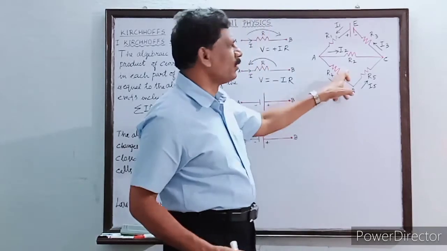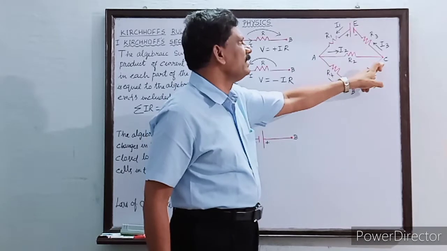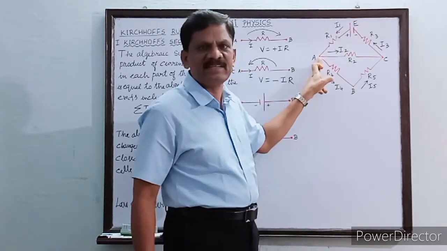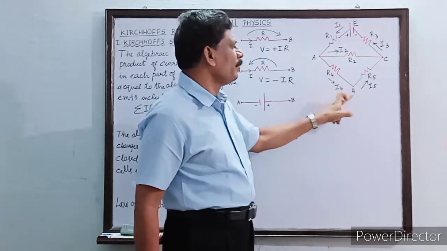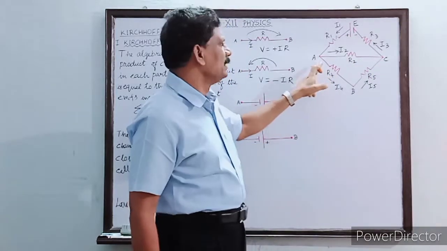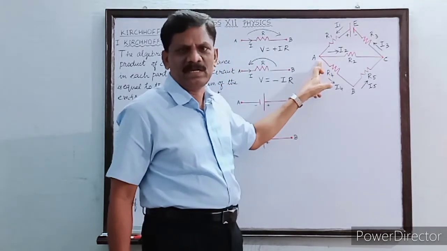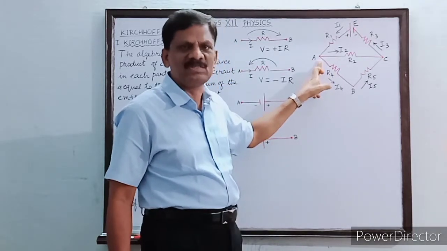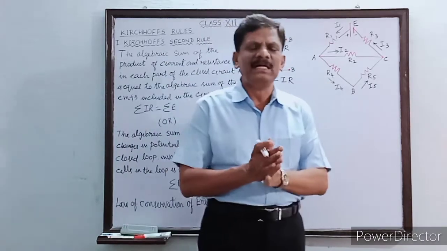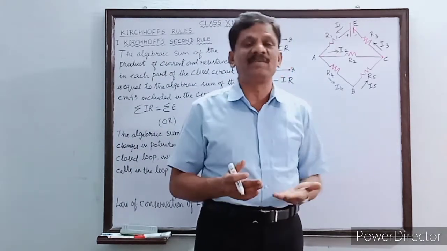See, for example, here one closed loop I have shown. You see here A, C, E, A is a triangular loop. A, B, C, A is another triangular loop. Then A, B, C, E, A is one rectangular or rhombus shaped loop. There are three closed loops. In every loop, I may go along the direction of the current, or I may go against the direction of the current.